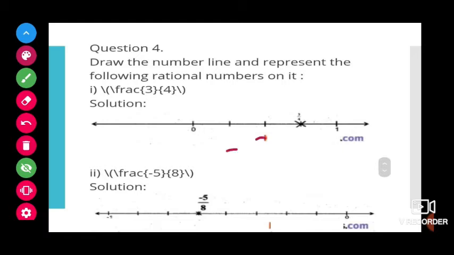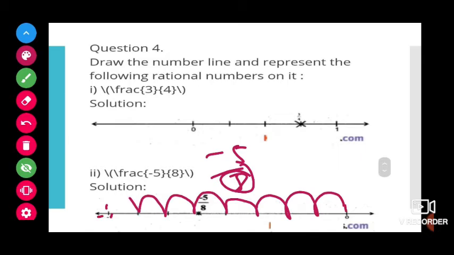The next number is minus 5 by 8. Minus means we have to move towards the negative side. So on the negative side, we see 0 to minus 1. The denominator is 8, so each unit should be divided into 8 units: 1, 2, 3, 4, 5, 6, 7, 8. Now how many units do we have to take? The numerator is 5, so 5 units: 1, 2, 3, 4, 5. So this is our rational number minus 5 by 8.